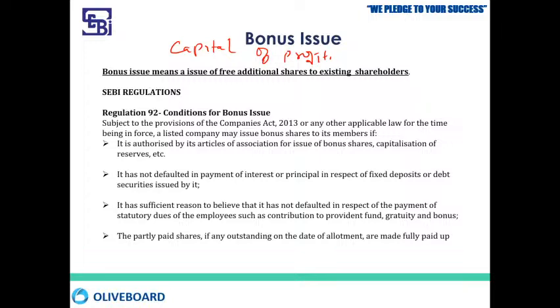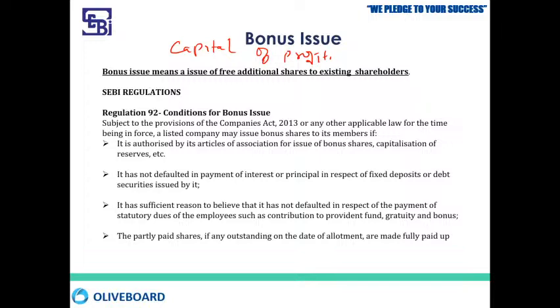Please understand, the Companies Act has also issued certain conditions. Apart from that, SEBI has issued. So there are 3 or 4 regulations I've mentioned here. First is regulation 92. What they are saying is, who can issue bonus shares?